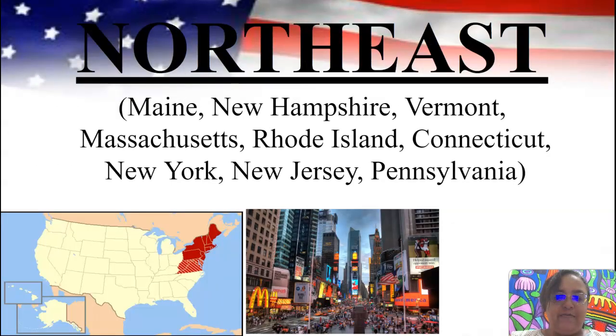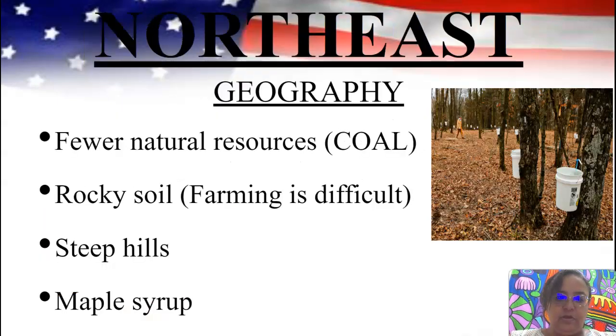Northeast, that is made up of Maine, New Hampshire, Vermont, Massachusetts, Rhode Island, Connecticut, New York, New Jersey, and Pennsylvania. Northeast geography: they have fewer natural resources, coal. Rocky soil makes farming difficult, and there are steep hills and maple syrup. I have a picture of a maple tree there for you to see how they get maple out of the tree.